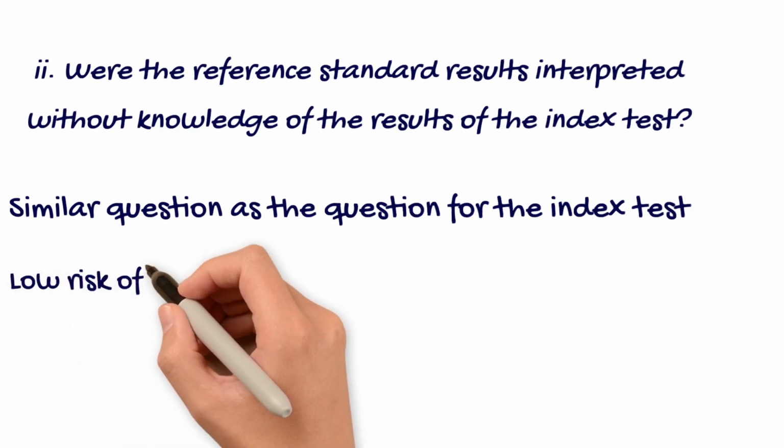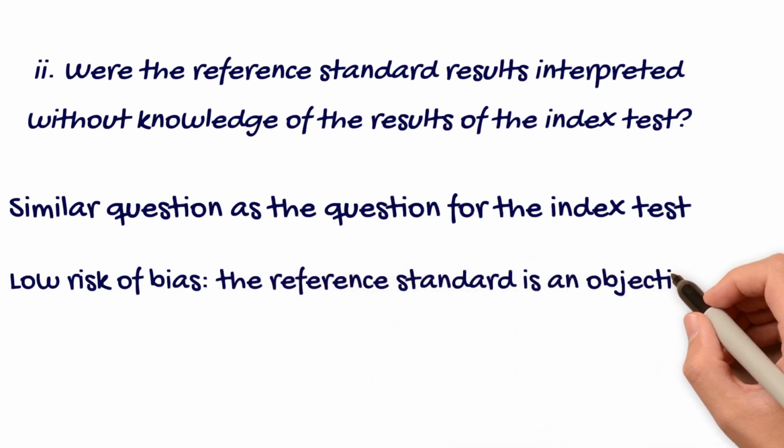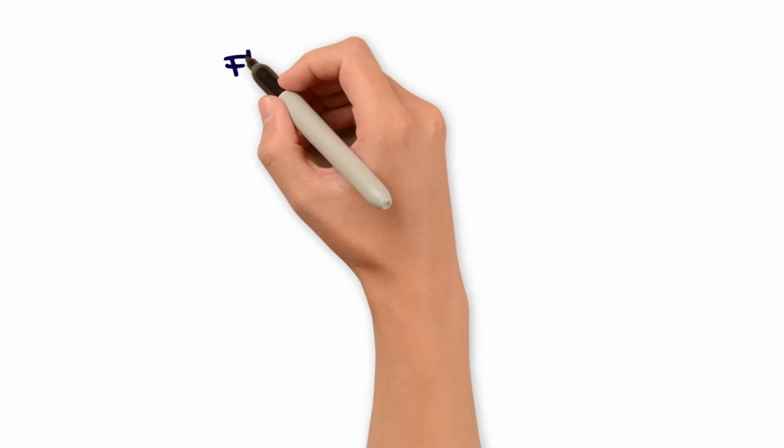make the results biased. Note that if the reference standard is an objective test, like a CT scan or another test that doesn't need personal judgment, the risk of bias is low. That is because the test results do not depend on what the interpreters already know.